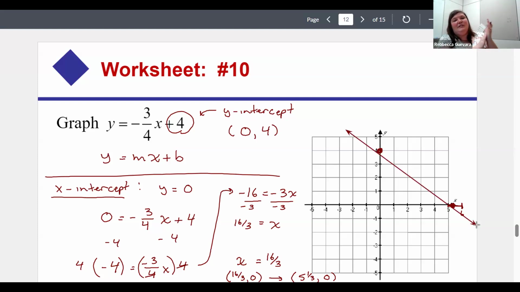So like I said, this is one of the places where finding x- and y-intercepts may not be the best option for us, simply because we're not getting nice clean integers. We're getting these fractions and decimal answers. Once that starts happening, it becomes a little harder to graph. But if you're going to do this in the real world, you'll end up with decimals and fractions anyway.